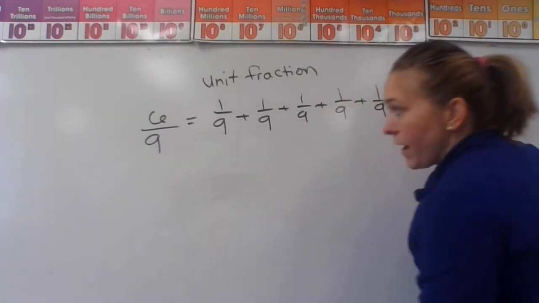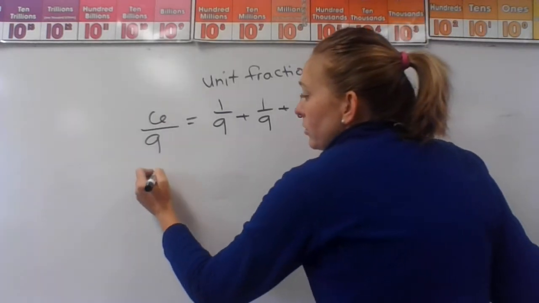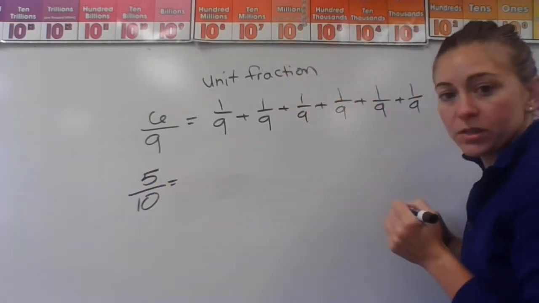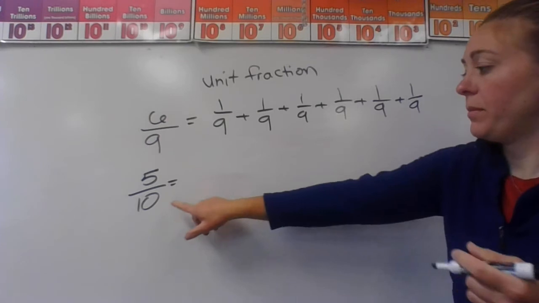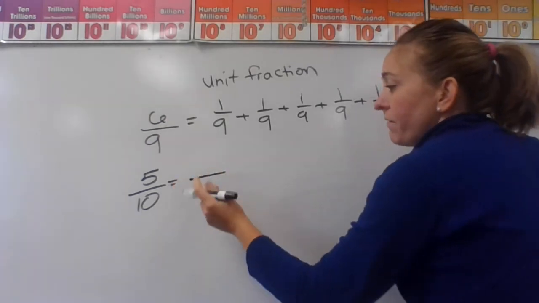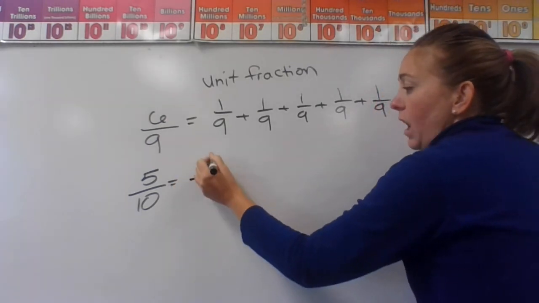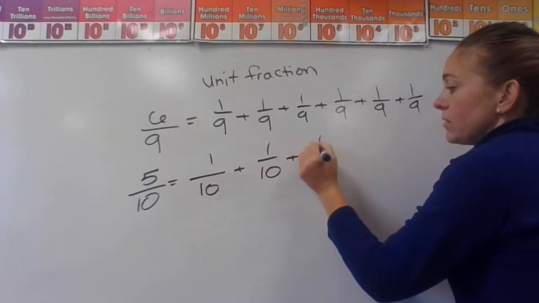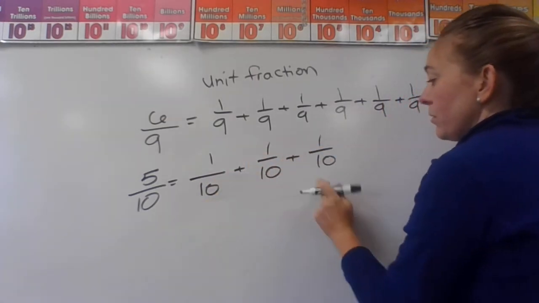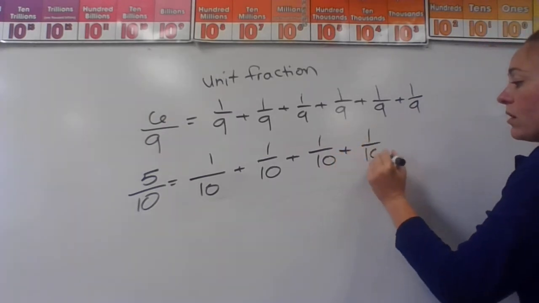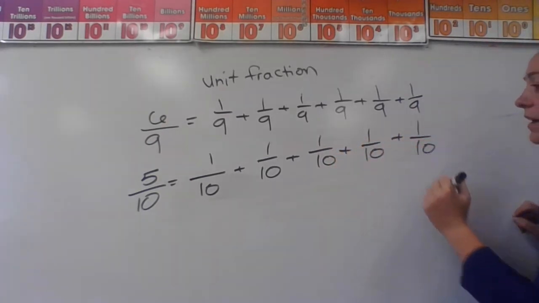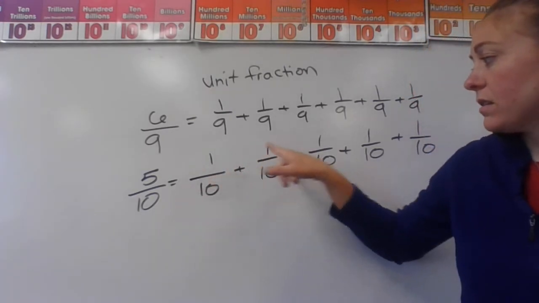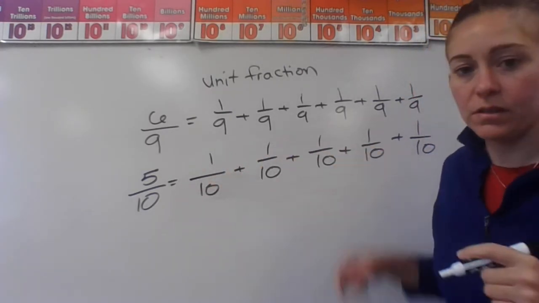We could do another unit fraction really quick. Let's do 5/10. We could just break it up into the unit fraction. Remember, the denominator is 10, and I need 5 of them to have 1 on top. So 1/10 plus 1/10 plus 1/10, 1, 2, 3, 4, 5. 5 of the 1/10 add up to 5/10, and these 1/10, these are all unit fractions.